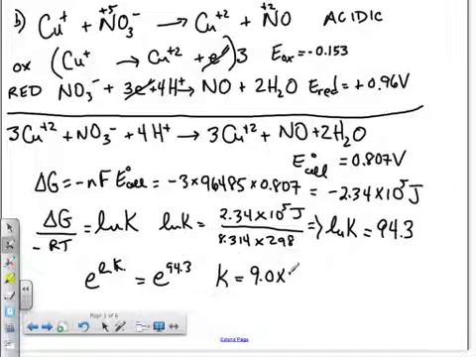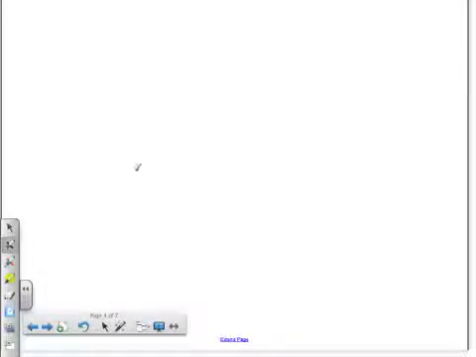Now I'll tell you that the solutions manual did not do this step correctly. They got something different, and I double checked it. So very large K, negative delta G, positive E, all goes together to say that this reaction happens as written, spontaneous, not really an equilibrium reaction with that large of a K. Okay, we've got one more, C.